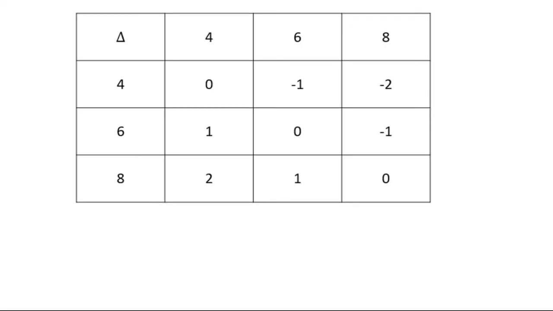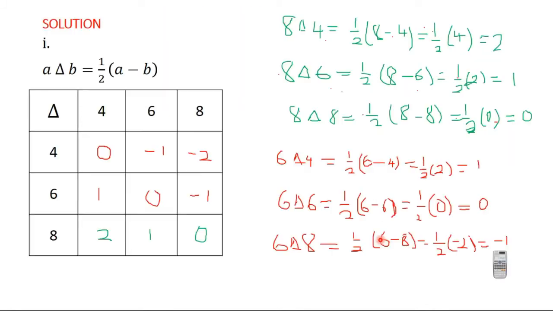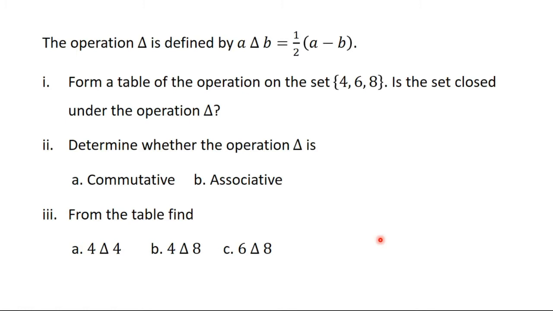So finally the table is going to look like this. I'm going to bring the pointer. So we have 4 star 4 giving us 0, 4 star 6 giving us negative 1, 4 star 8 giving us negative 2, 6 star 4 giving us 1, 6 star 6 giving us 0, 6 star 8 giving us negative 1, 8 star 4 giving us 2, 8 star 6 giving us 1, and 8 star 8 giving us 0.